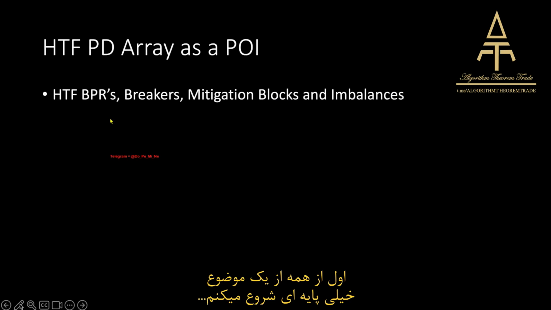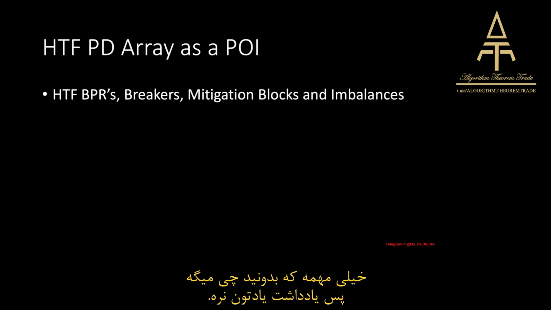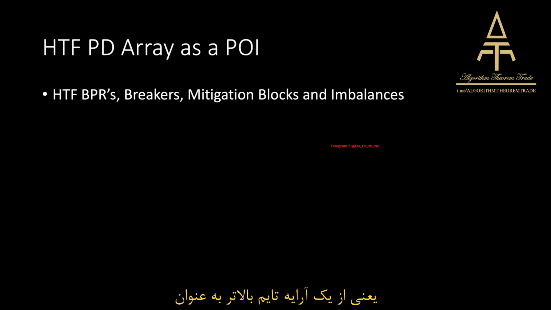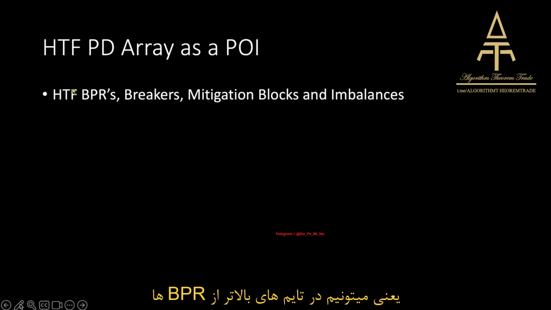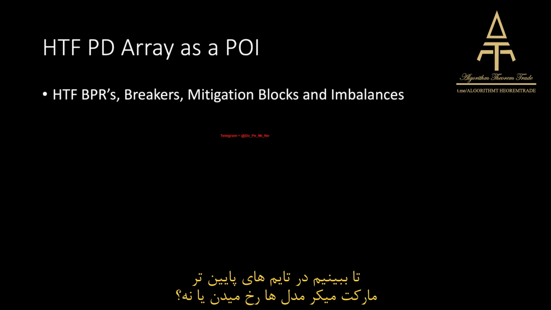First of all, we're going to start with something very basic, but it is important that you understand this. So take notes. Higher time frame PD array as a POI. That means that we will utilize a PD array on a higher time frame as a point of interest. What this could mean is the following. We could utilize higher time frame balanced price ranges, breaker blocks, mitigation blocks, and imbalances as points of interest on the lower time frames to see whether or not market maker models can unfold from them.